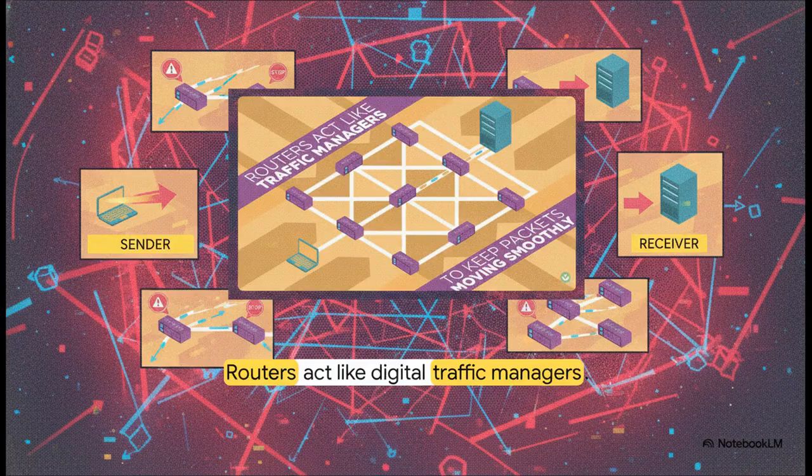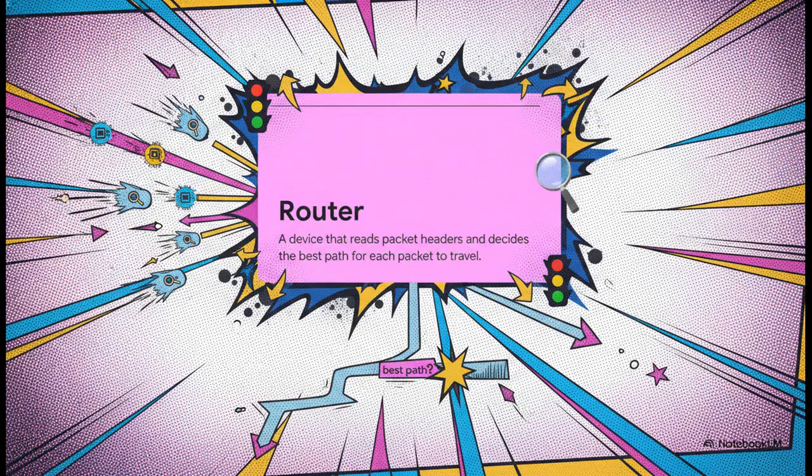So once our newly packed heroes leave the sender, they plunge into the wild labyrinths of the internet. And they don't just fly through some empty tube. They have to navigate a super complex global web of connections. To keep these packets moving smoothly, they rely on vital traffic managers stationed at every major intersection along the way. We call these traffic managers routers.